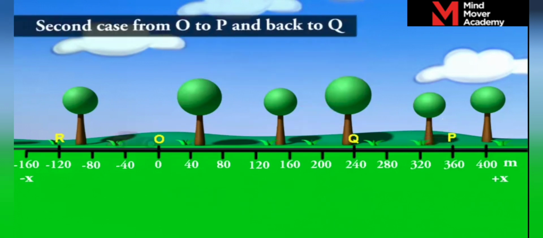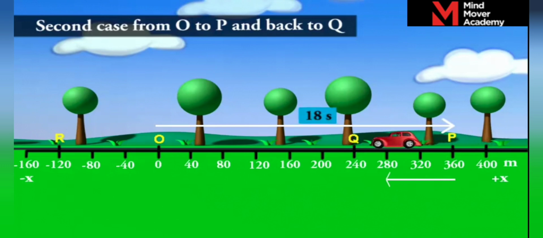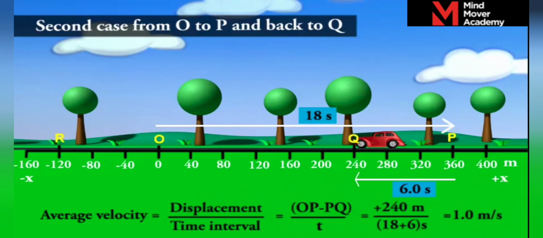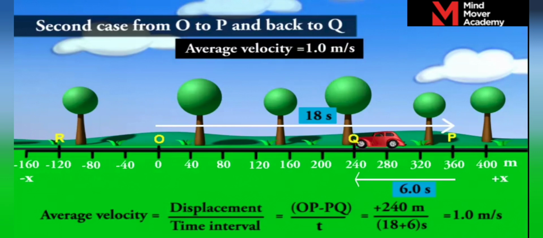Second case, from O to P and back to Q. In this case, average velocity is equal to displacement upon time interval, equal to (OP minus PQ) upon T, equal to plus 240 meters upon (18 plus 6) s, equal to 10 meter per second. Average velocity is equal to 10 meter per second.